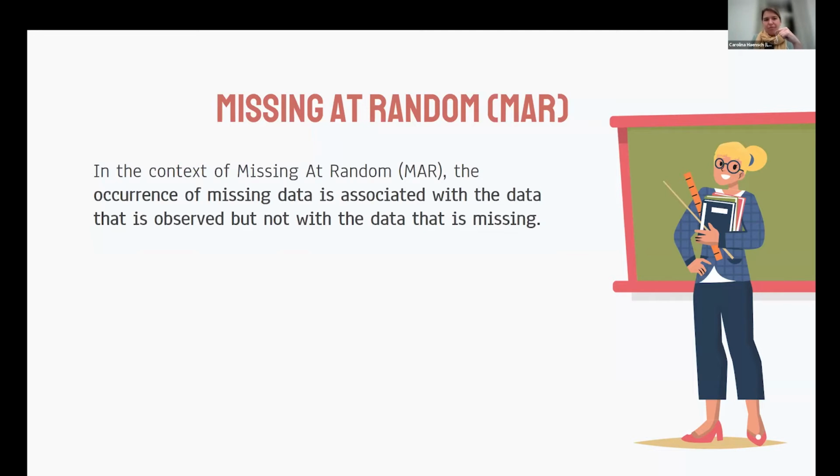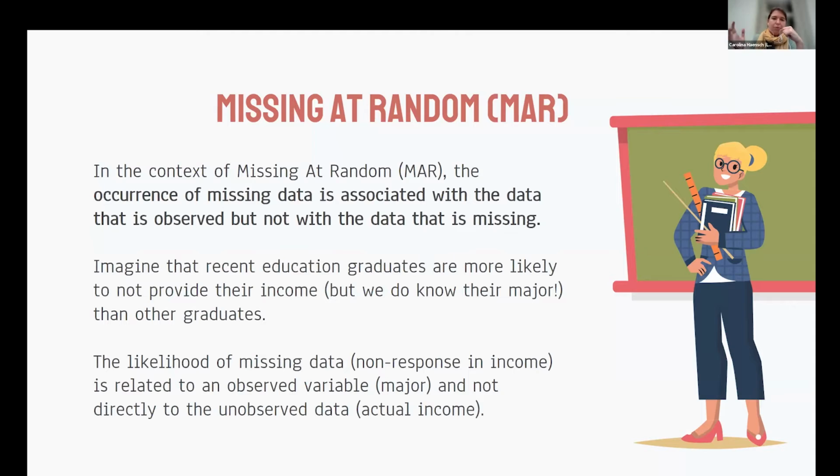But something we usually say is, okay, the data are missing at random. And this means that the occurrence of the missing data is associated with the data that is observed, but not with the data that is missing. And we will look at an example to make this better understandable. So again, we are still interested in income. We might get data from another state or something, so we will do another study.